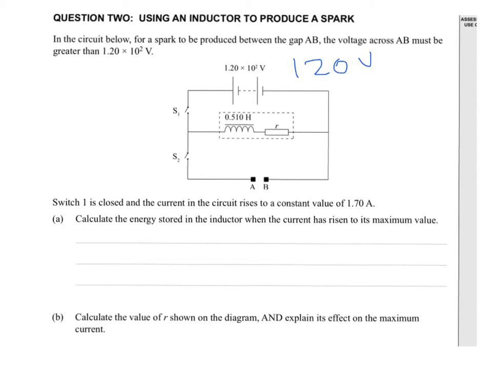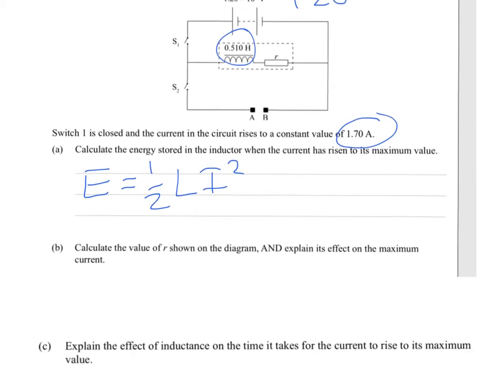Okay, switch 1 is closed and the current in the circuit rises to a constant value of 1.70 amps. Calculate the energy stored in the inductor when the current has risen to its maximum value. You have a formula, E equals half L i squared. L is the inductance value, which we have from there. I is the maximum current constant value of 1.70. Plug the numbers in, there you go.